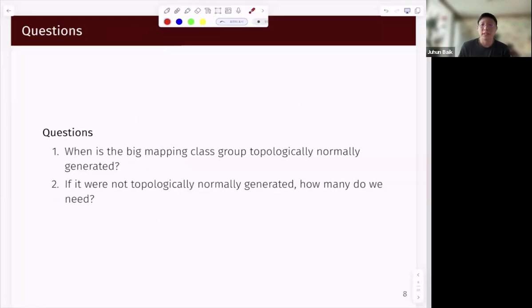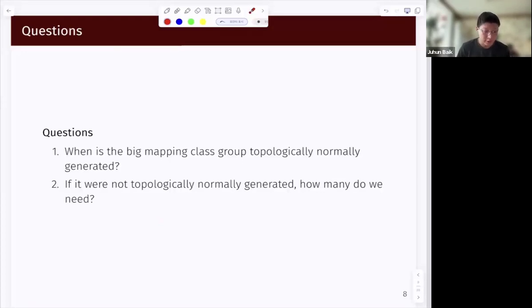Okay, so this is my main question. When is the big mapping class group topologically normally generated? We already know that there are some nice infinite type surfaces whose mapping class group is normally generated by a single element or involution, but we do not know what happens if we consider a bigger class of infinite type surfaces.